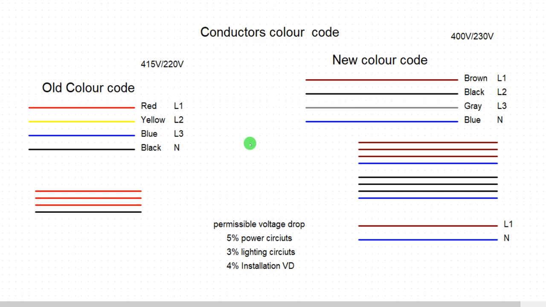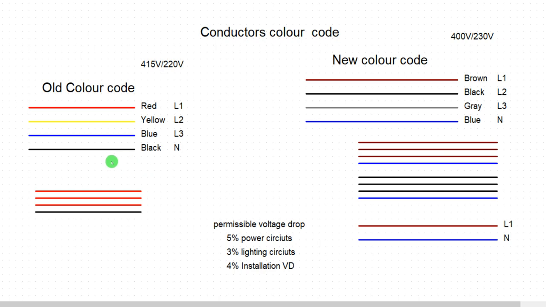Okay, all right. Then the old color code, as we are all aware, this is the old color code. Red, yellow, blue, black respectively, and these are their marks. And this is the voltage range as at then: 415 volts stroke 220 volts. 415 is our low voltage supply for three phase. 220 is our low voltage supply for single phase.